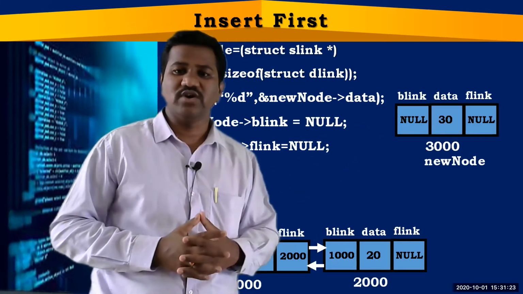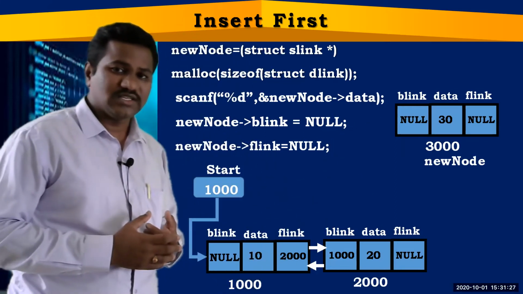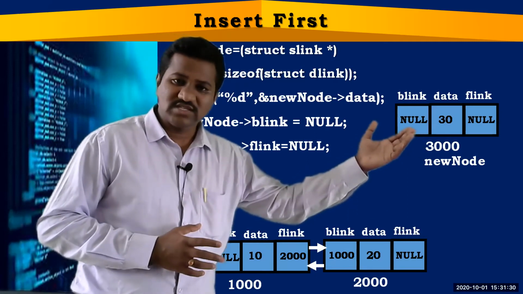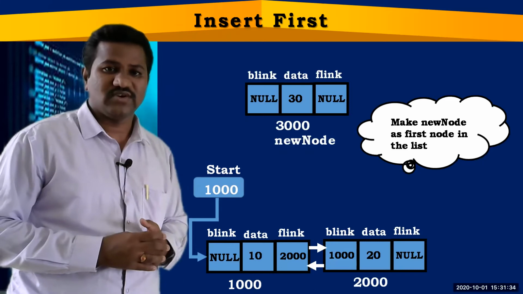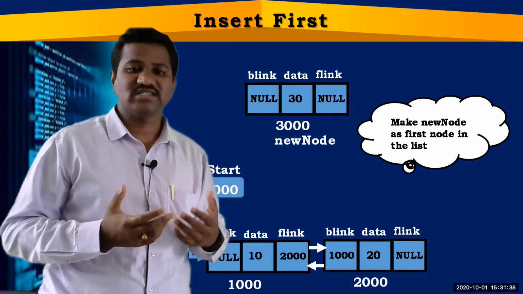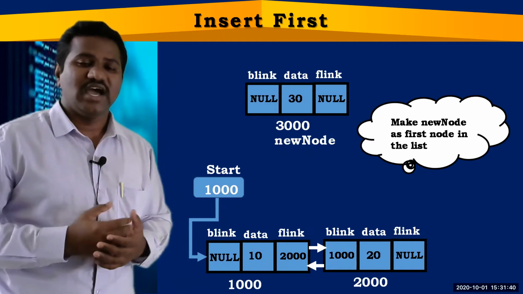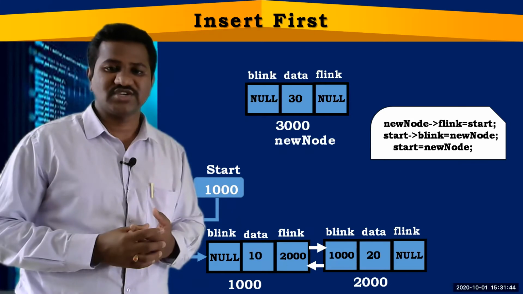3000, and that has been stored in new node, and the data part is 30. Now I would like to place this 3000 node as the first node in the double linked list. That means I would like to make this new node the first node in the double linked list. And for that purpose, we need to go with some instructions.